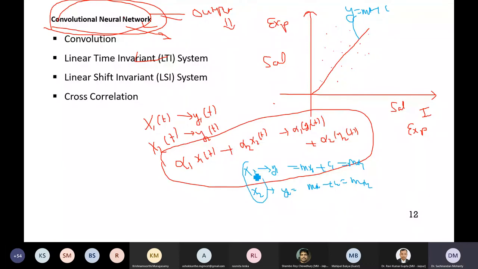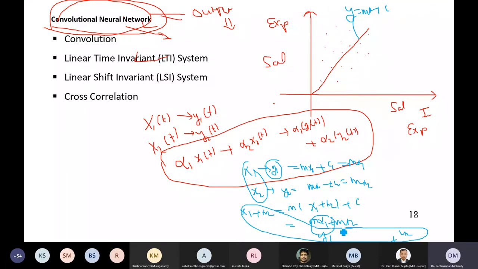The moment I add x1 plus x2, we get m into (x1 plus x2) plus c. This is nothing but mx1 plus mx2. And what is mx1? This mx1 is nothing but your y1, and this is nothing but your y2. So from this data we get that x1 plus x2 gives y1 plus y2. Right? So this is called linear time invariant data.